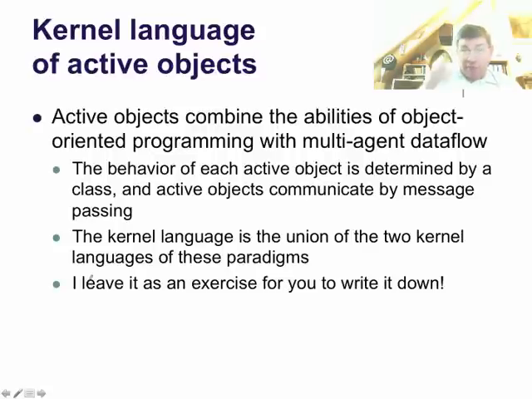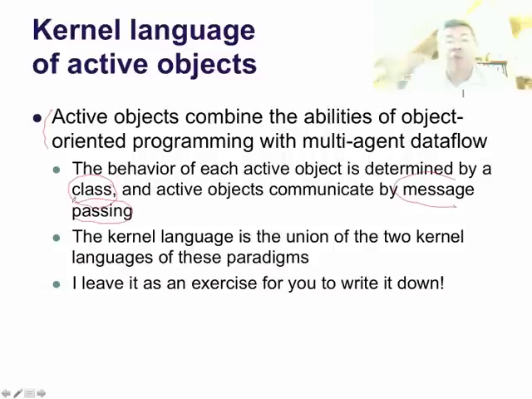And finally, we have our fifth paradigm, active objects. Active objects which combine the abilities of object-oriented programming with multi-agent data flow. So the behavior of each active object is determined by a class, and active objects communicate by message passing. We have both paradigms, both ways of thinking are useful, are possible in this paradigm of active objects. And the kernel language of this paradigm is the union of the kernel language of the two component paradigms. And I leave that as an exercise for you to write it down.